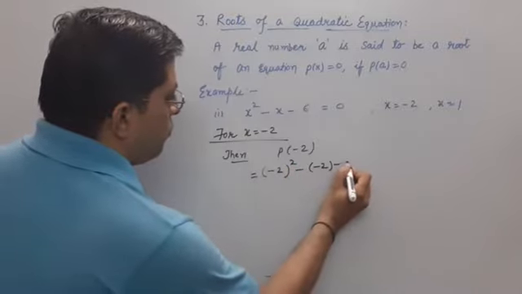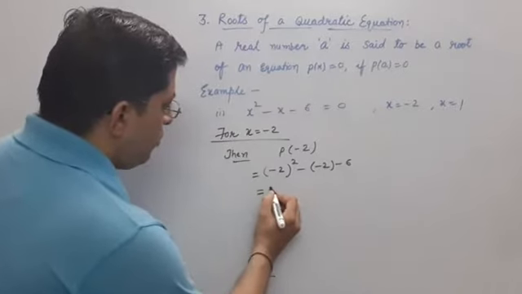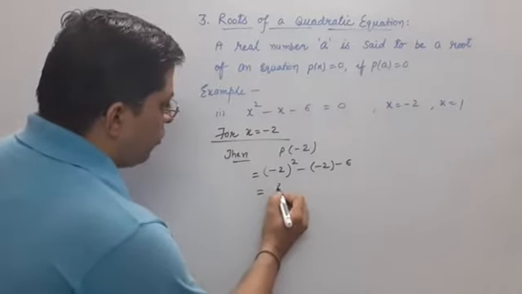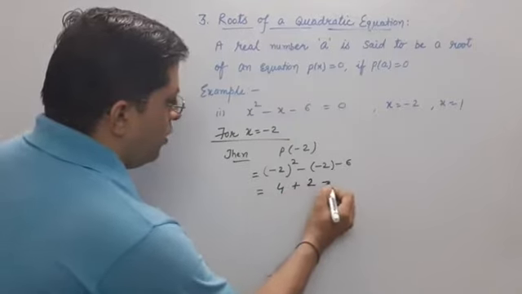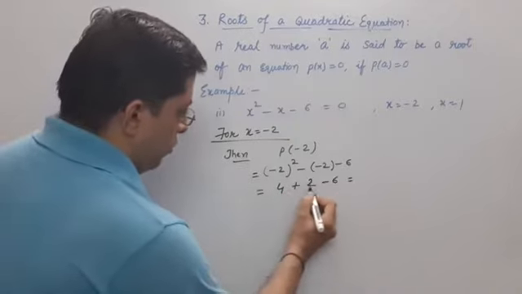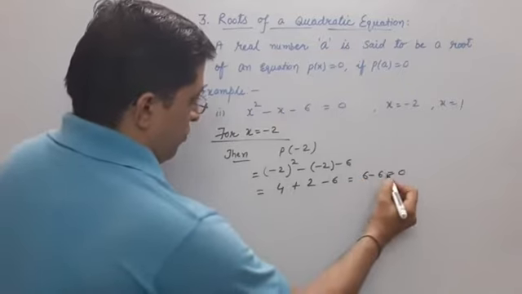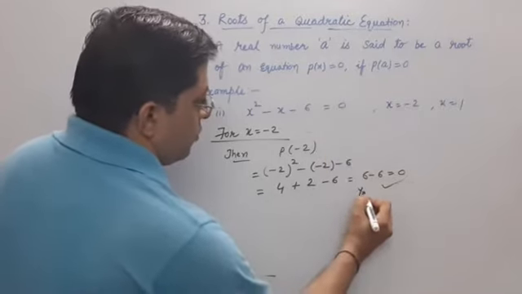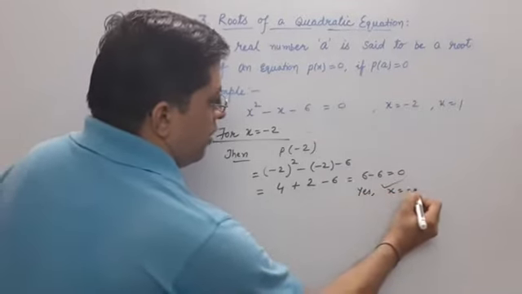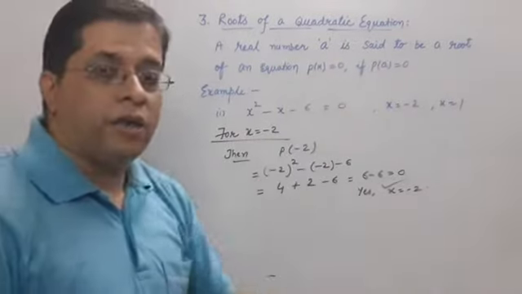Minus 2 minus... yes, then minus 2 square is what? 4. Minus minus plus 2. Here is minus 6. 6 minus 6 is coming 0. Then we can say yes, x is equal to minus 2 is a root of the quadratic equation.